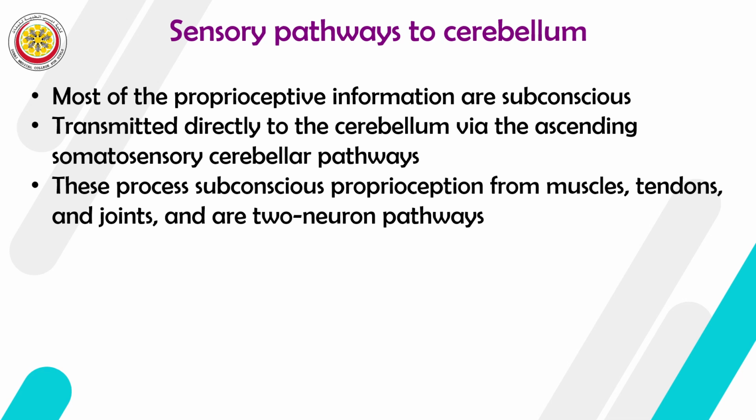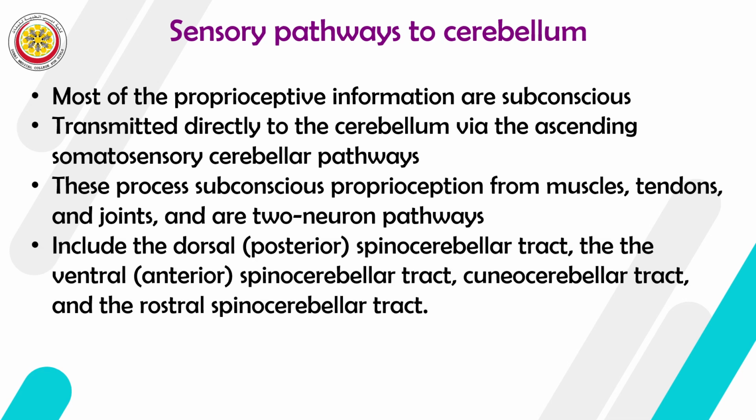Now, most of the proprioceptive information is in fact subconscious. It is transmitted directly to the cerebellum, and it's a two neurons pathway. They process subconscious proprioception of muscles, tendons, and joints. So we have, as you already know very well, the dorsal and ventral, or the anterior and posterior spinocerebellar tracts in the spine, and the pathway is two neurons.